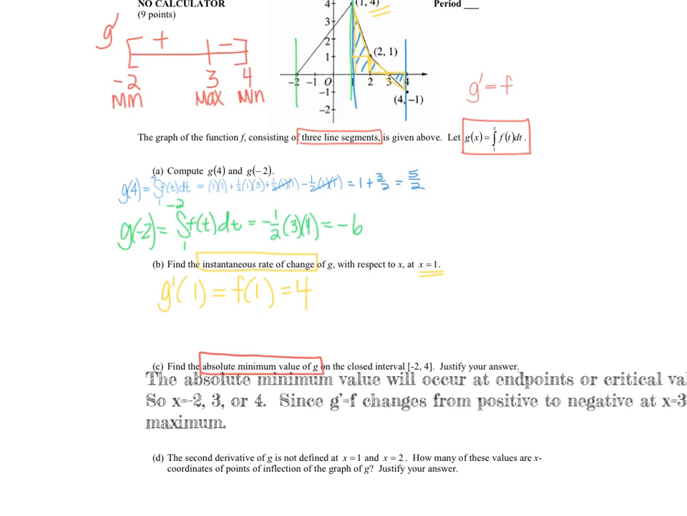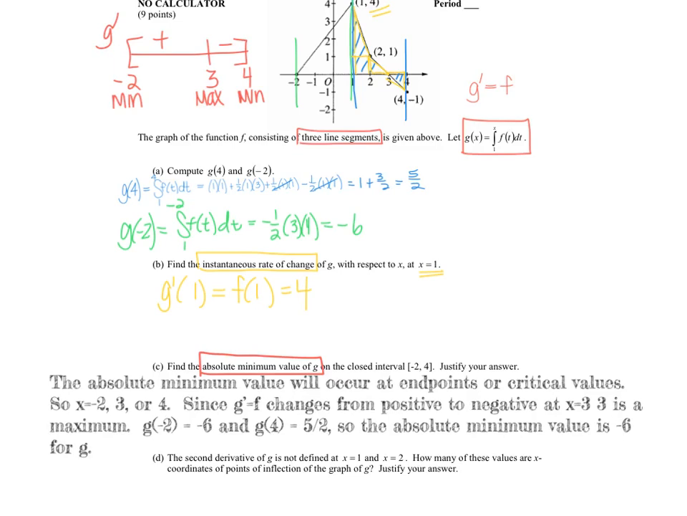So now, g of -2 is, we did it in part A, -6. And g of 4, these are the endpoints, right? We did this, is 5/2. So the absolute minimum value is -6 for g. Remember, a minimum value is the y value.